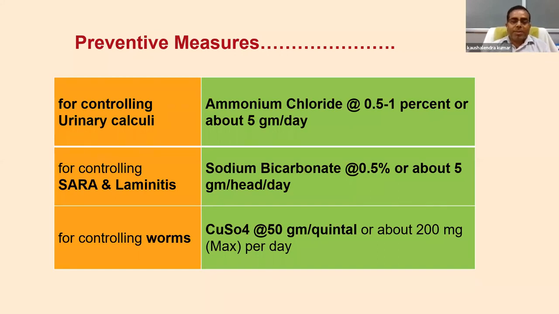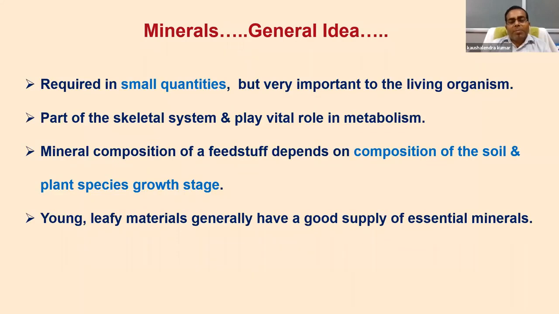For controlling worms, which are associated with different problems in small ruminants like sheep and goat, and are a major concern in low lying areas, we can supplement or mix copper sulfate at the rate of 50 gram per quintal or 0.5% in the diet. In that way, we can reduce the worm load in small ruminants. So now coming to the main topic, that is minerals.